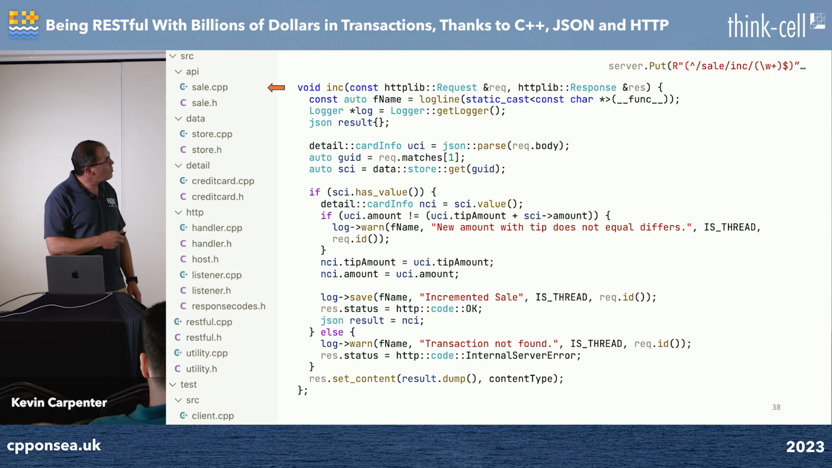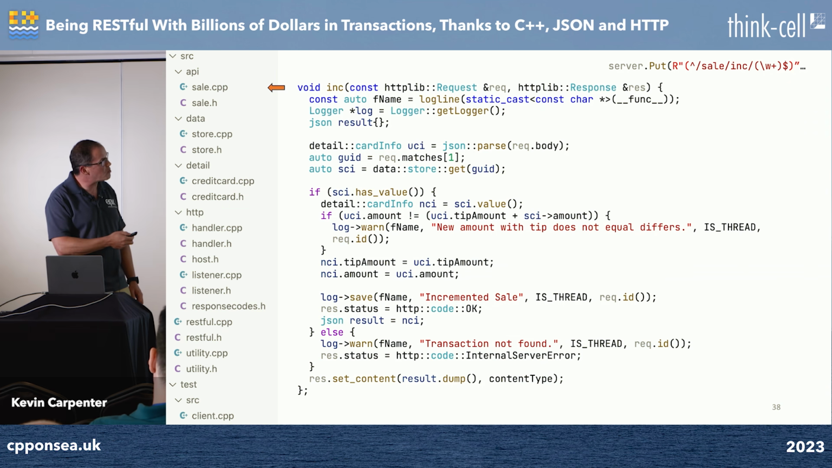All right, so increment, this was one of the next ones inside of our list, so we're gonna turn around and we get our request, we get the card info, which you can see here we're putting into UCI. We have the GUID, which we're getting from the matches. So you'll notice up there we have the server put in the top right corner to kind of remind you of the endpoint that we were grabbing.